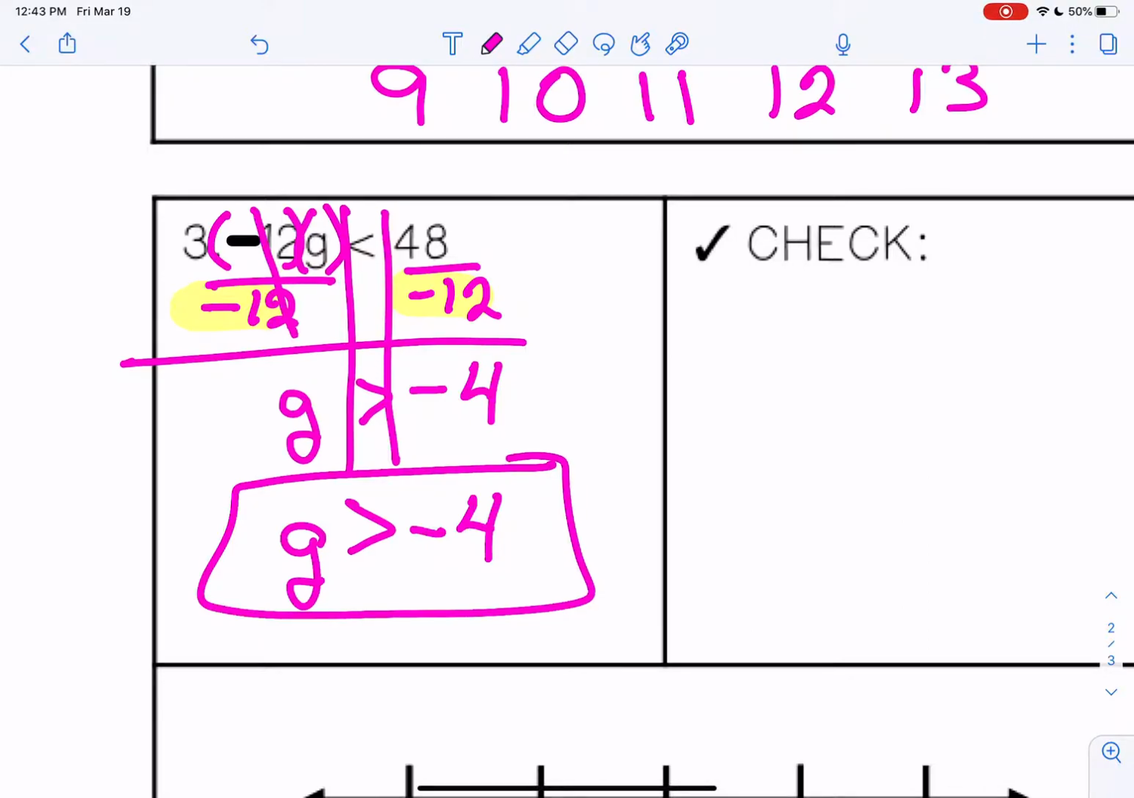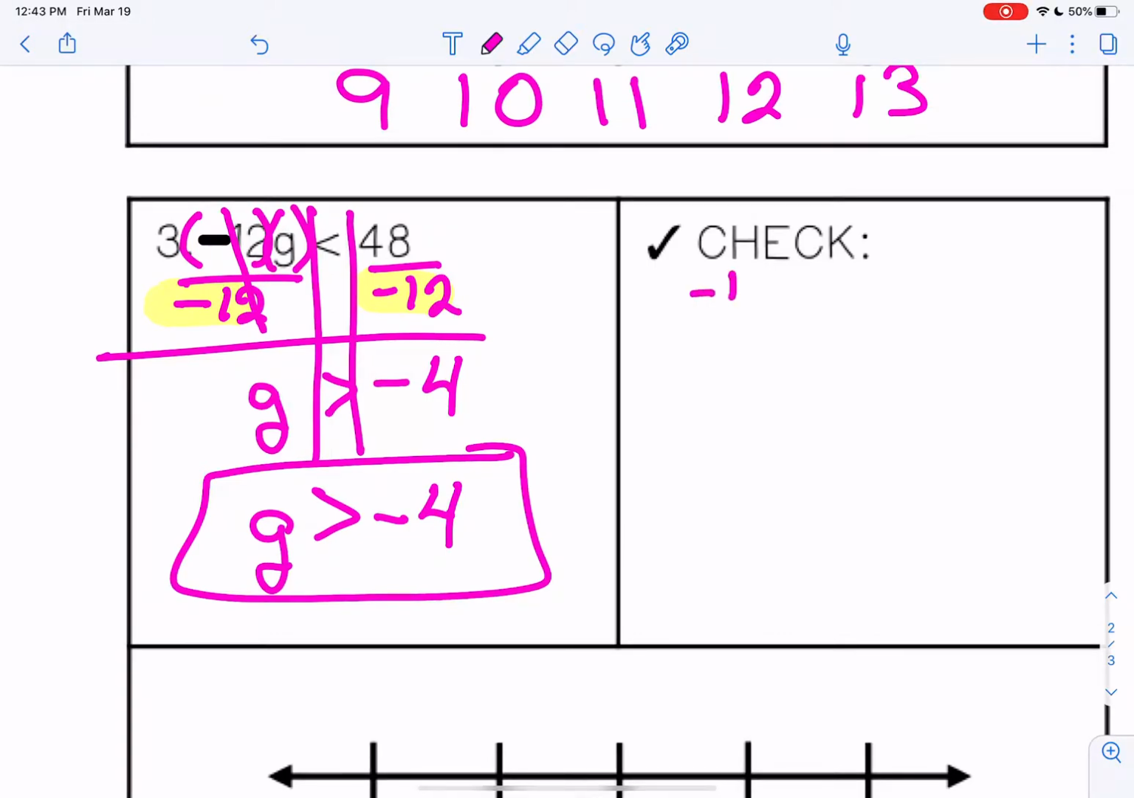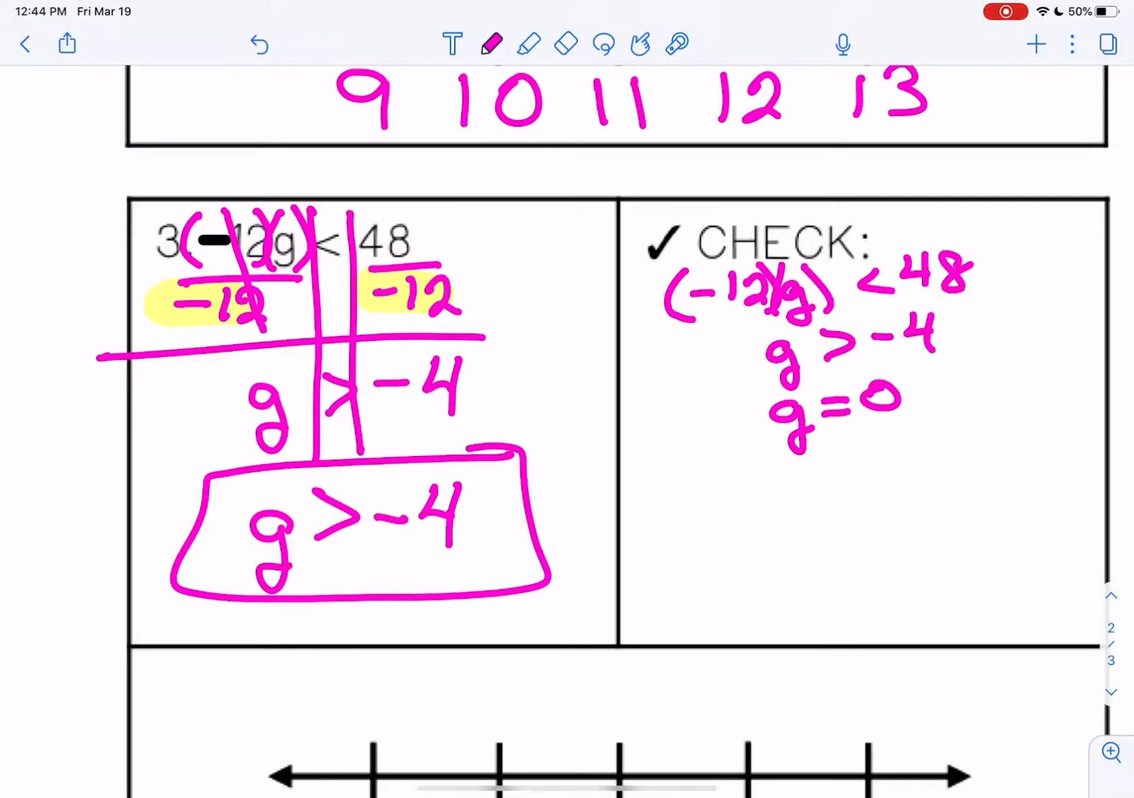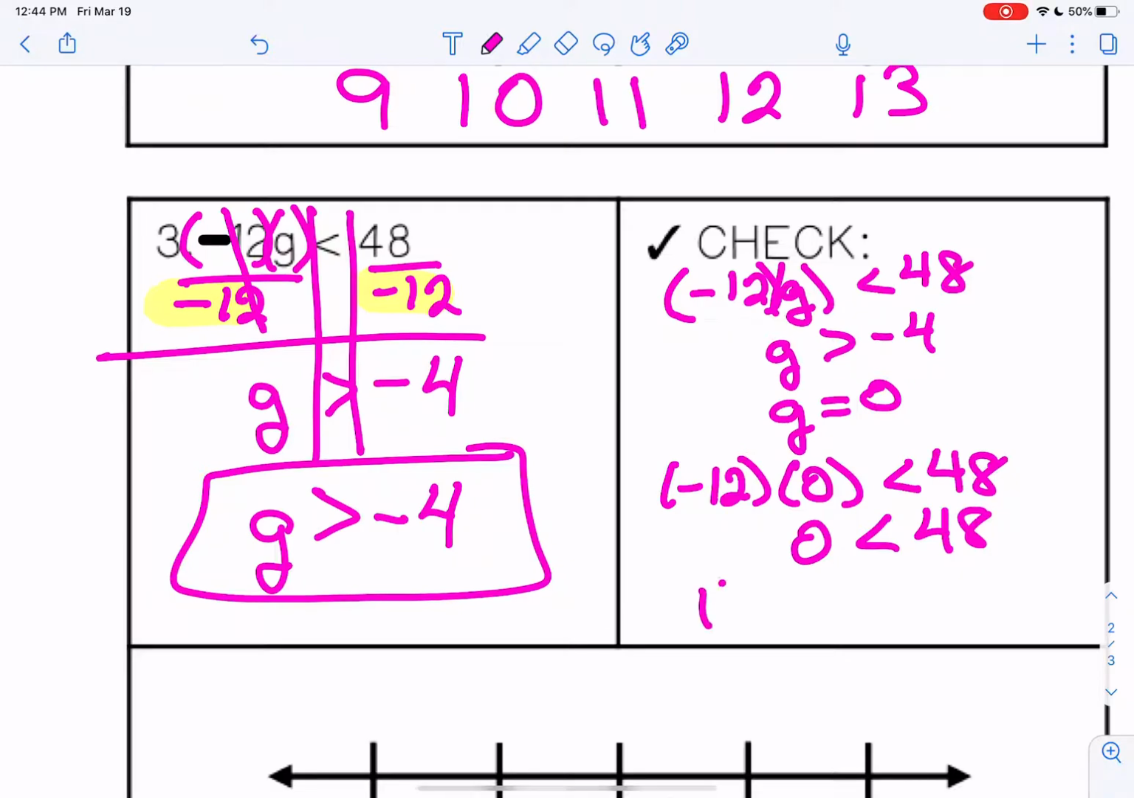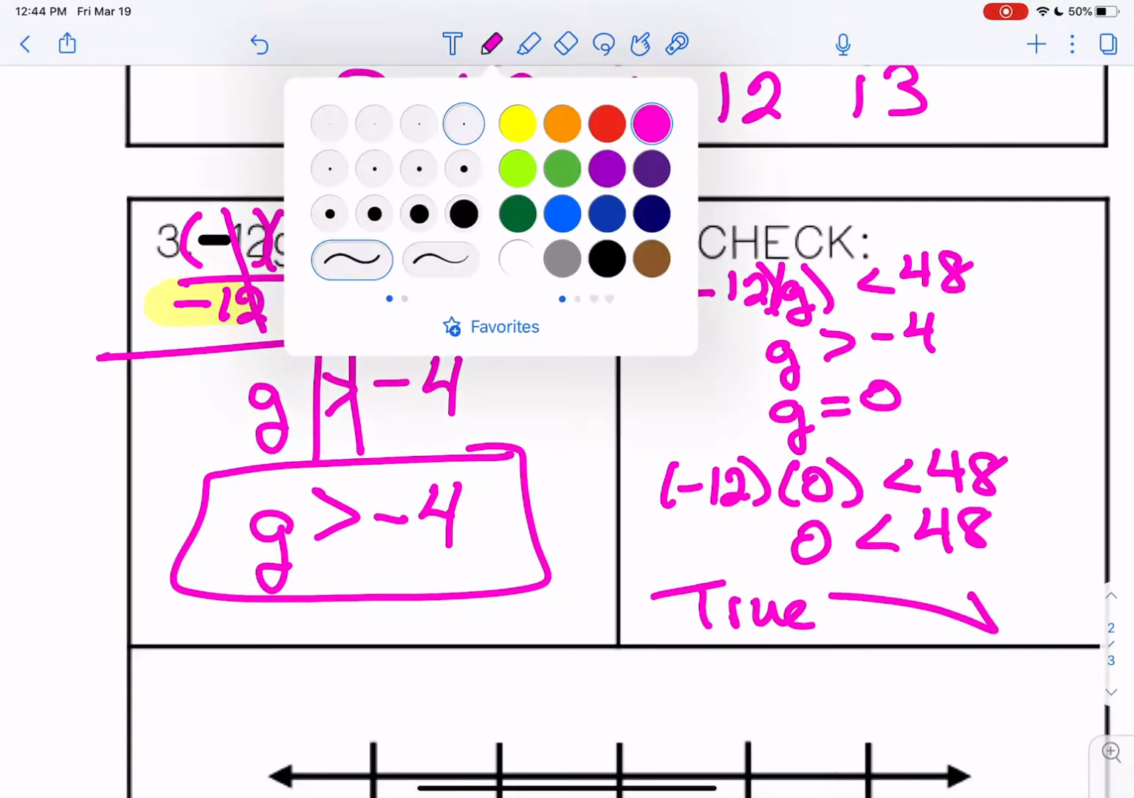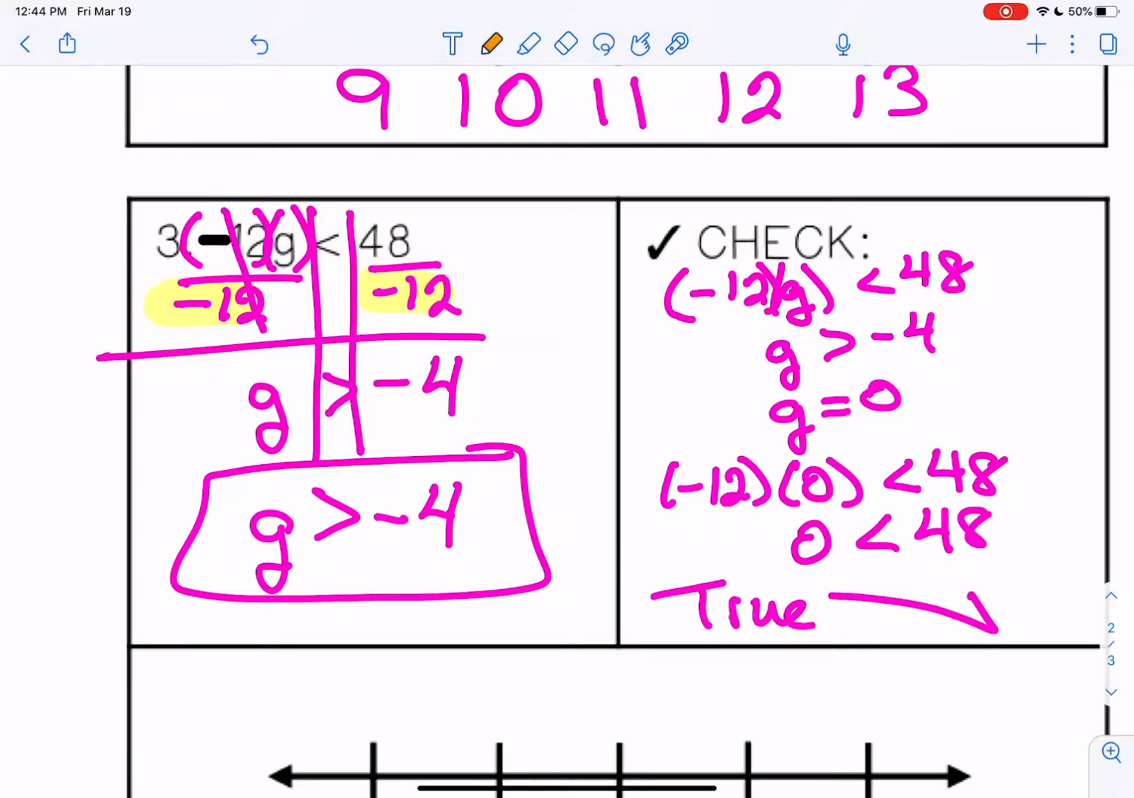Okay, we can still check to see if we got the correct answer by plugging it into the original problem. So we have negative 12 times G is less than 48. We're saying that G is all the numbers greater than negative 4. So I'm going to choose 0 because 0 is greater than negative 4. It's closer to being positive. And we get negative 12 times 0 is less than 48. Well, 0 times anything is 0, and 0 is definitely less than 48. So it's true, we did it right. And remember, all I did was plug in 0 for G.